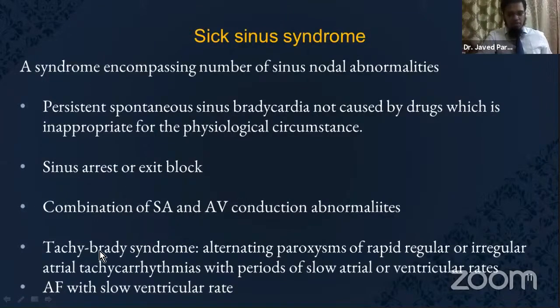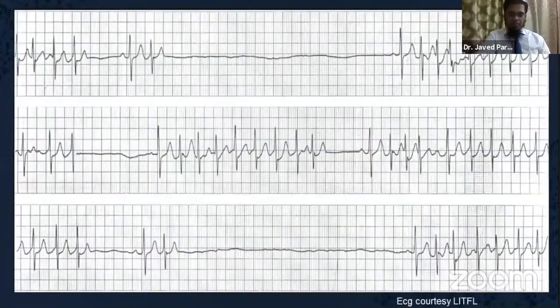Another manifestation of sinus node dysfunction can be tachy-brady syndrome, where you have alternating paroxysms of rapid, regular or irregular atrial tachycardias and slower atrial or ventricular rates. So this is an example of sick sinus syndrome. Here you can see we have an irregular narrow complex tachycardia, most probably a multifocal atrial tachycardia, and a long pause. The pause is almost 5 seconds. So if this patient presents to us with syncope, you can directly go for definitive therapy in the form of pacemaker as well as antiarrhythmic drugs, because we know that a 5 second pause can cause syncope.